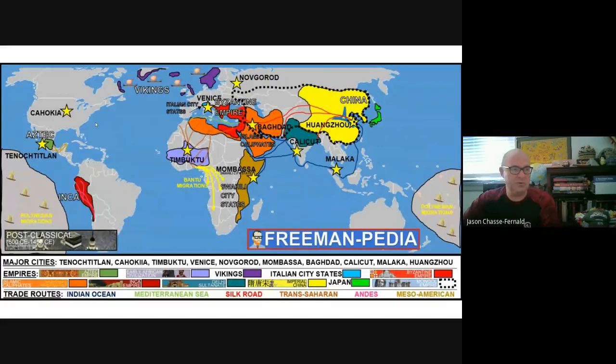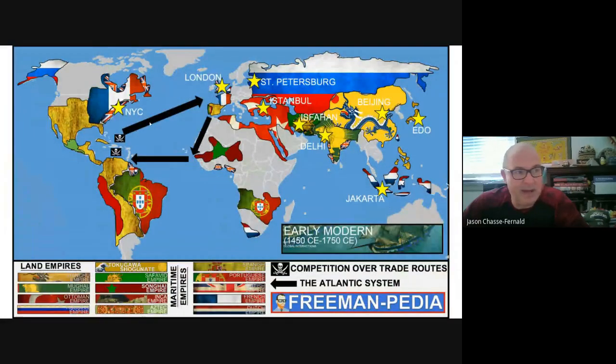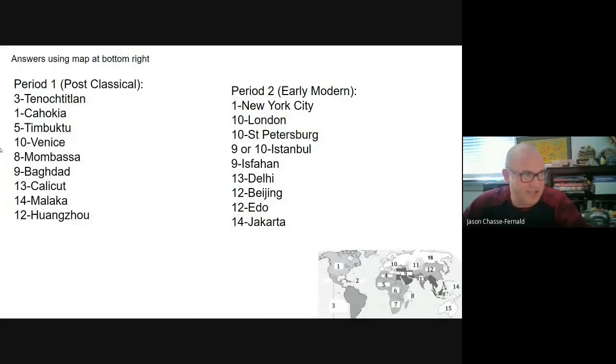All right, so here's a map just showing you, and this is from the Freemanpedia website, and I pull a lot of maps and resources off that website, so it's a good website to be aware of. So this is just a map showing you where these cities are, okay? And here's an additional map showing the period 2, or 1450 to 1750, cities, right? So this way you can study where they are. I also provided a little bit of an answer key here to help you out using this map. Once again, the numbers will change on the test, so don't memorize the numbers, memorize the locations. All right.